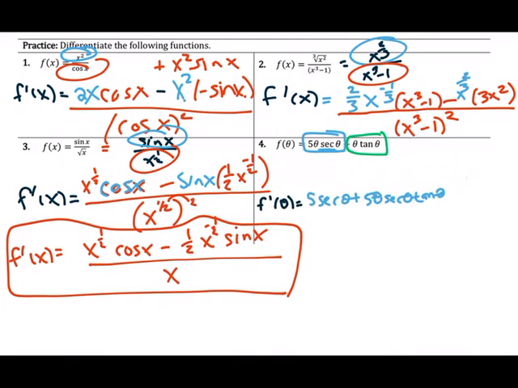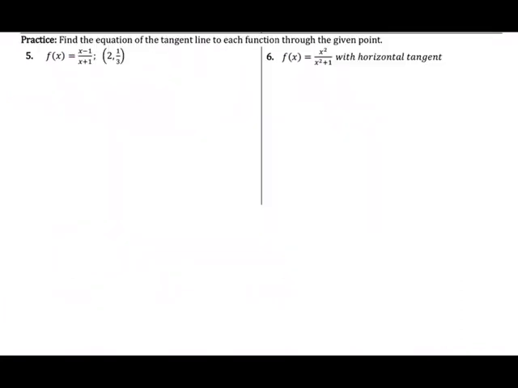Now I'm going to do the product rule on the green function. So the derivative of theta is just 1 times tangent of theta, plus theta times the derivative of tangent, which is secant squared theta. I'm not going to combine any like terms. I'm just going to leave this exactly like this. And then we're going to move on to our last two examples.